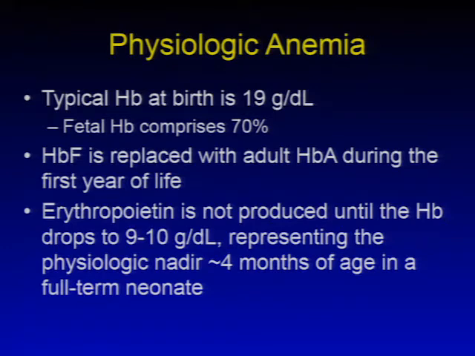As the major driver of hemoglobin development, erythropoietin is not produced until hemoglobin drops to 9 or 10. The reason it drops to 9 or 10 is that hemoglobin F, or the fetal hemoglobin, is replaced by adult hemoglobin. Once it reaches the 9 to 10 level, erythropoietin begins to be produced, and this represents the physiologic nadir, as I mentioned, around 4 to 5 months old in a full-term neonate, when physiologic anemia occurs, and the child starts to develop adult hemoglobin.